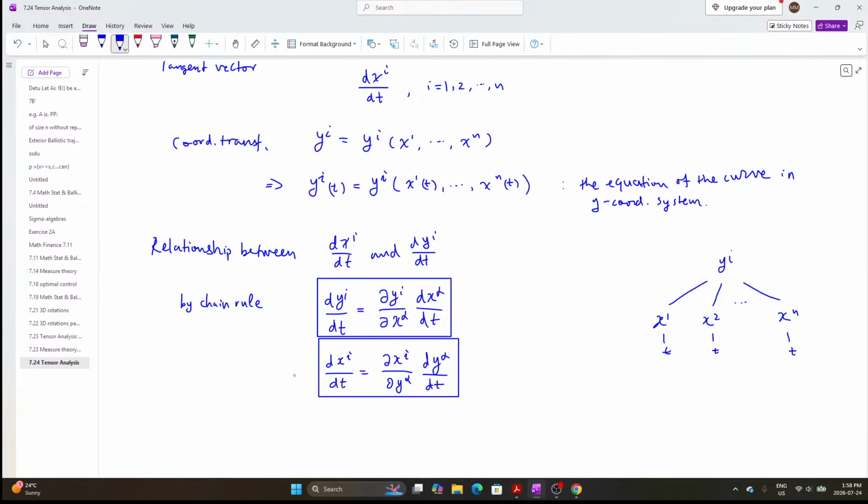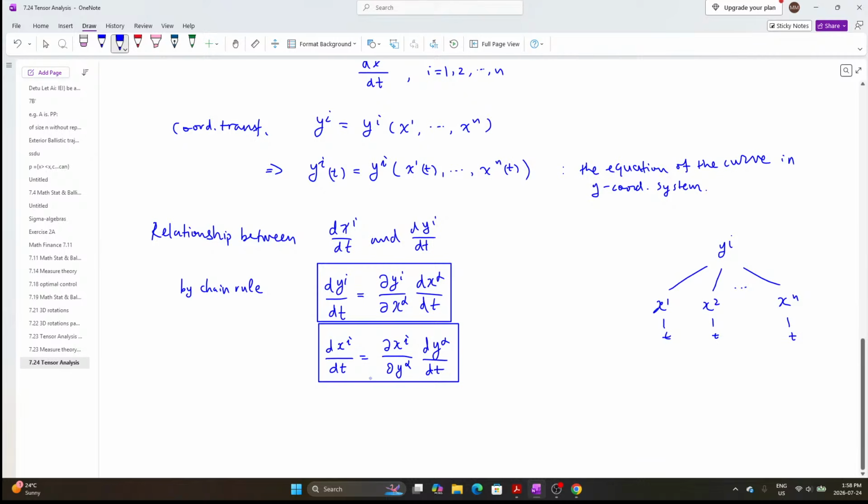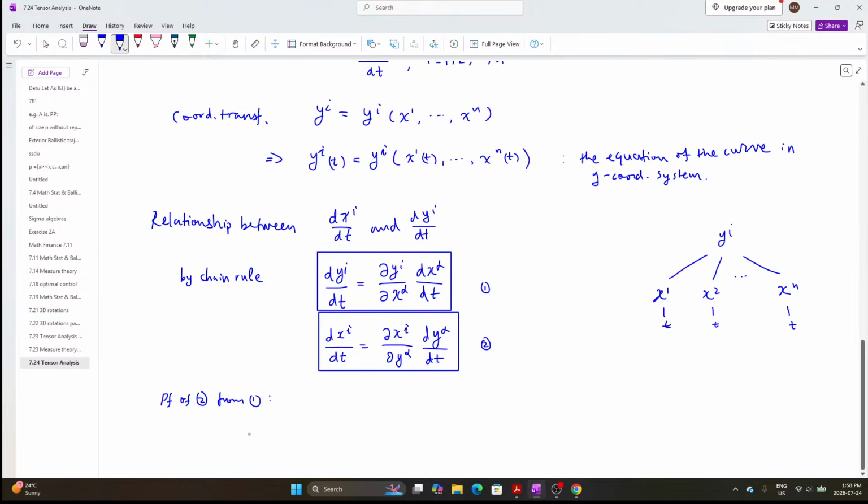So let's imagine you already have the first equation and you want the second one. What you can do is cook up a Kronecker delta on the right hand side. So let's call this 1 and this 2. Proof of 2 from 1. It's nothing more than multiplying by the inverse matrix. So let's multiply 1 on both sides by, let me see, what do we want? We want a Jacobian.